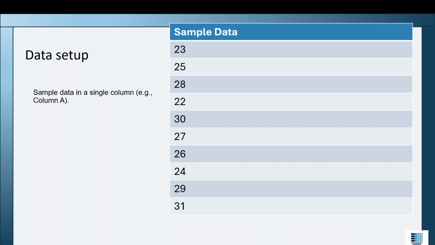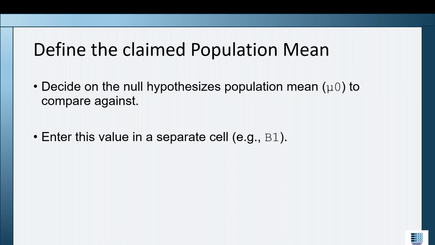Your data setup should consist of your quantitative data being in a single column in Excel. The data can be discrete or continuous, but it should be quantitative data. The first thing you want to do when you're doing a hypothesis test is define what your claim population mean is. So you have to decide on the null hypothesized mean that you're going to be testing and comparing against. It's a good idea to enter this value in a separate cell in Excel for reference.